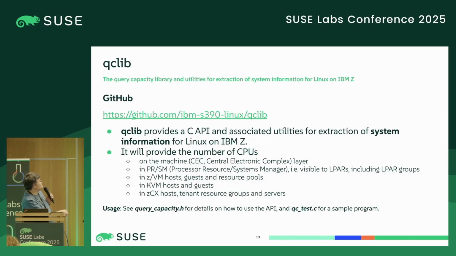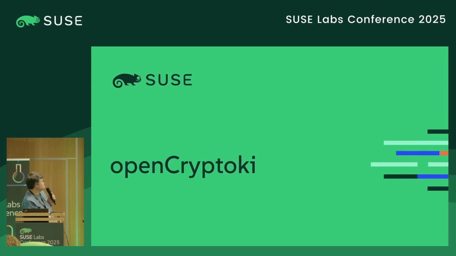qclib, this is the library that you can use for receiving system information. In this header file, you can see what kind of reports you may receive, and you can have a test program, which is qc_test. You can use this test program to find information about the system.